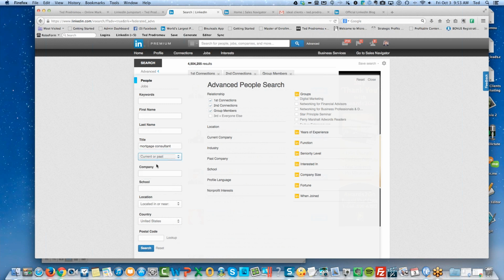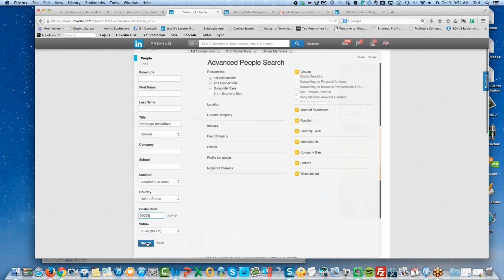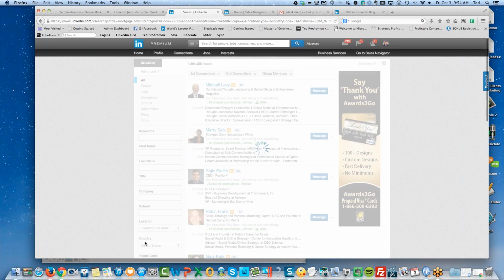Current, let's say. Any company size? And then for the location, the zip code would be 92009. Let's do 50, and maybe within 10 miles. Let me do this. We'll do 50 just to get some good results.